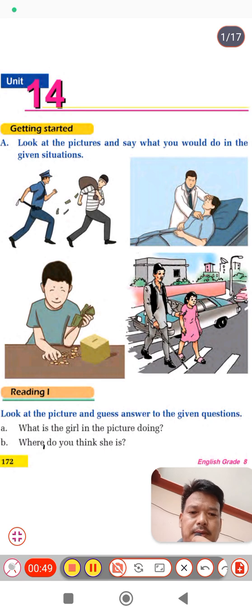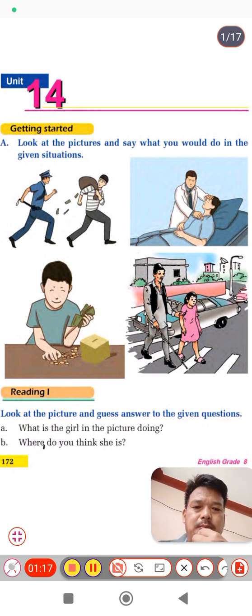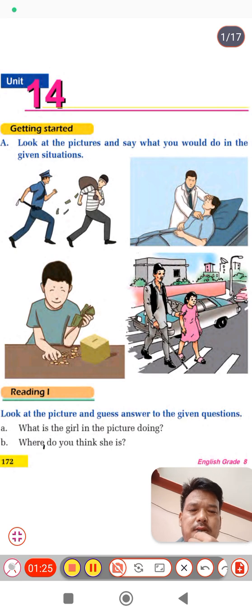In the first picture, what do you see, students? As we can see, a policeman and maybe a thief, and the thief is running and the police is chasing. The policeman is running after the thief. Similarly, in the second picture, we can see a doctor and a person who is lying on the bed, and the doctor is checking the patient.